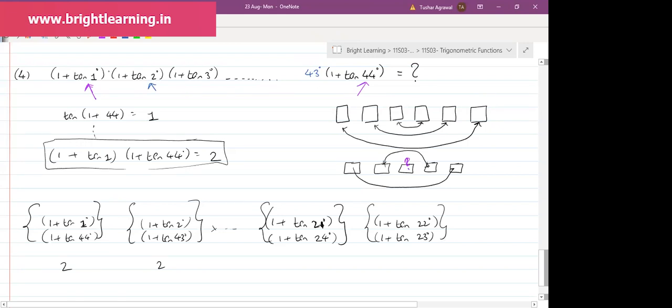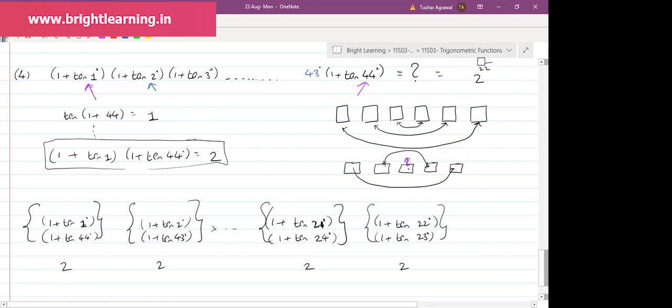Here, from 1 degree to 44 degree, the number of brackets was 44, so properly 22 pairs were there. Each pair product is 2. So the final product is equal to 2 raised to 22. Is the explanation clear?